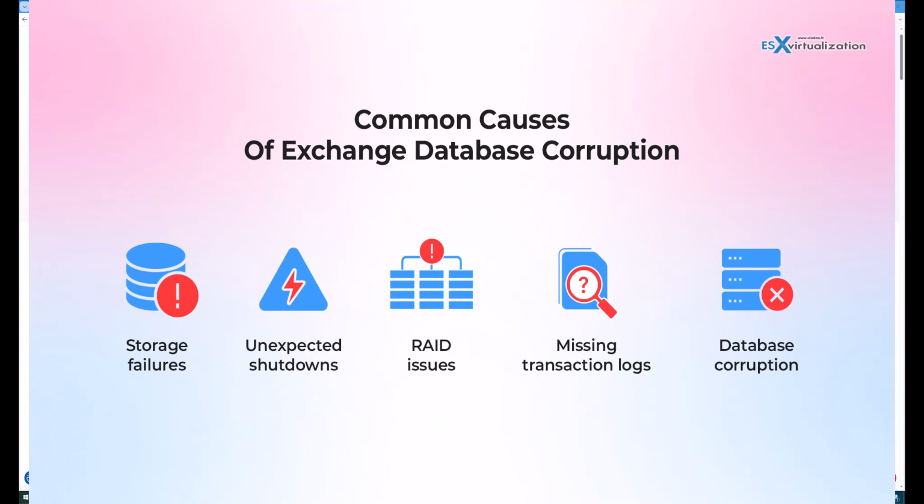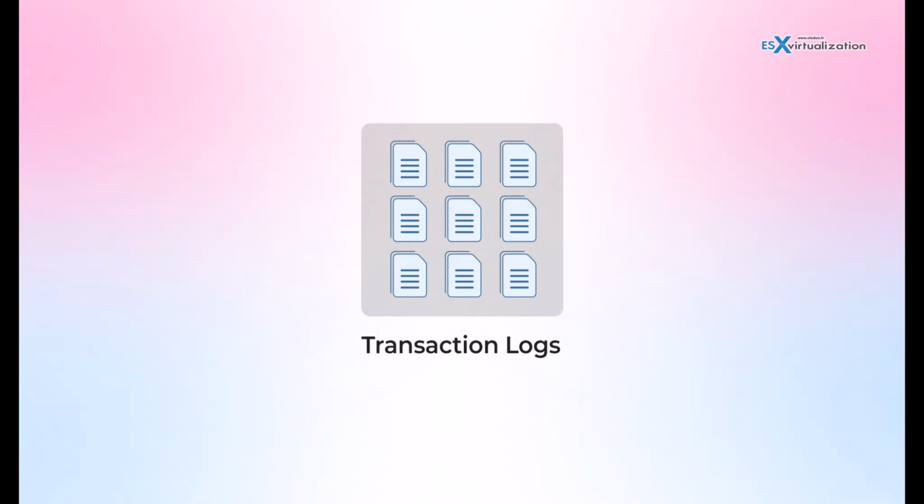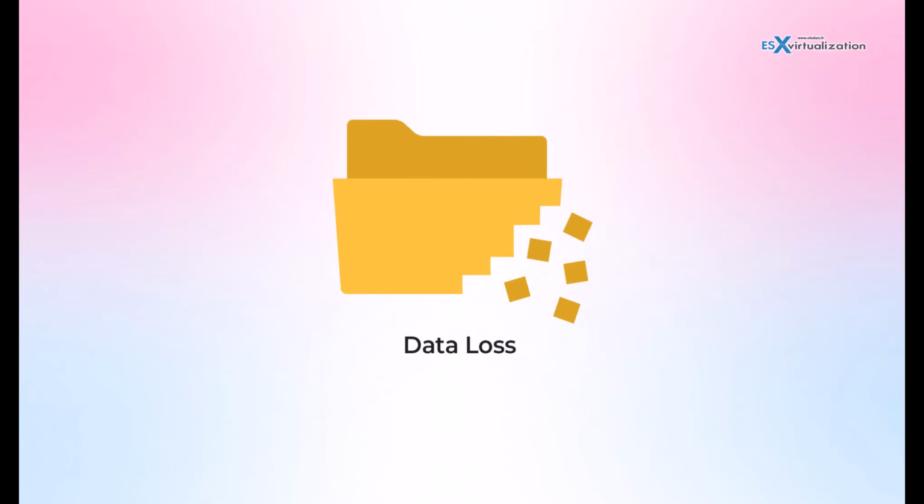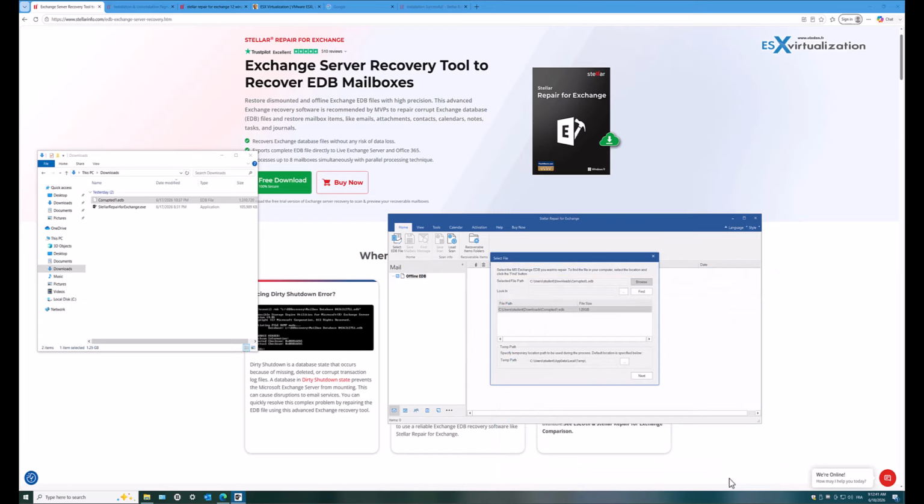In many situations, your first step is Microsoft native recovery tools. At this point, administrators usually have two options: recover using transaction logs or perform a hard repair. The problem is that hard repair can result in data loss. Microsoft recommends using the hard repair only as a last resort. When mailbox data is critical, that's not always a risk you're willing to take. That's where Stellar Repair for Exchange comes into the picture.